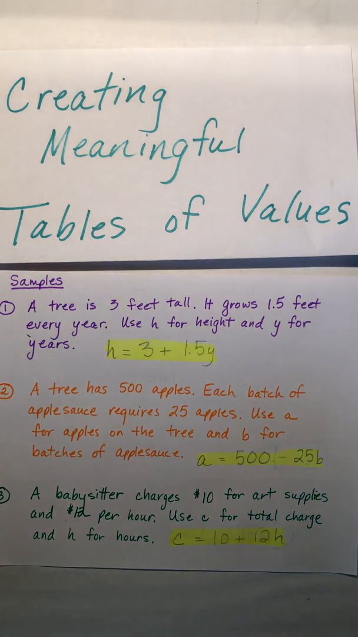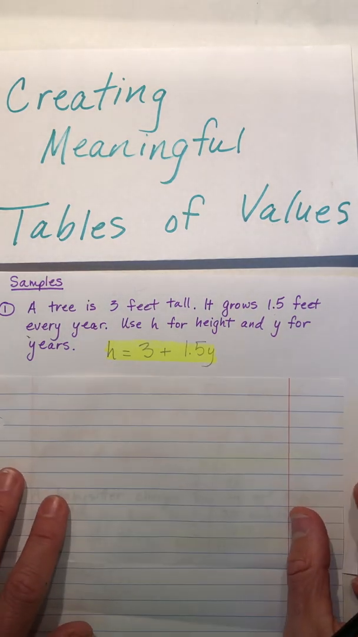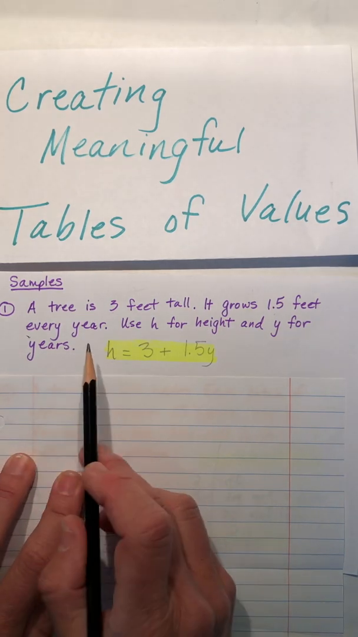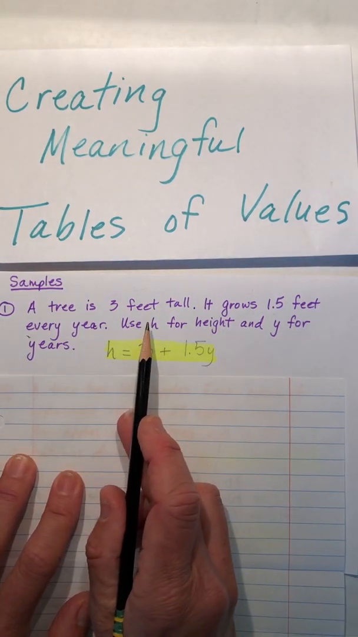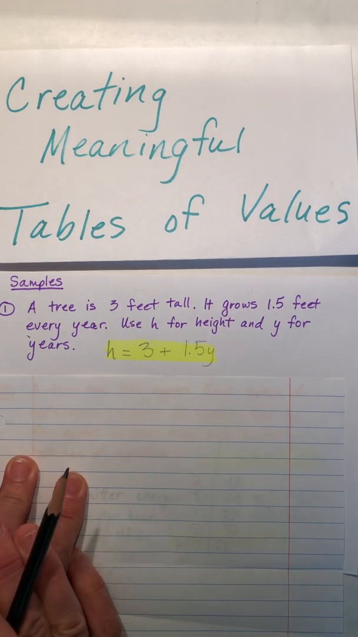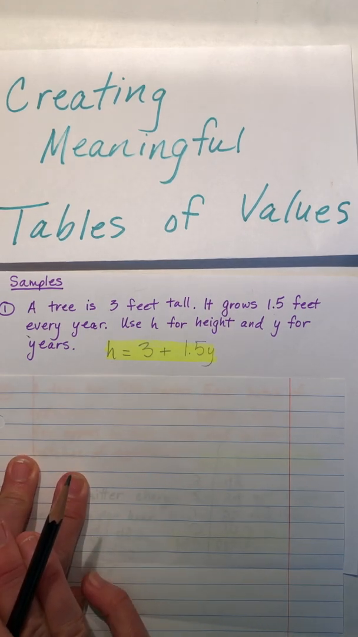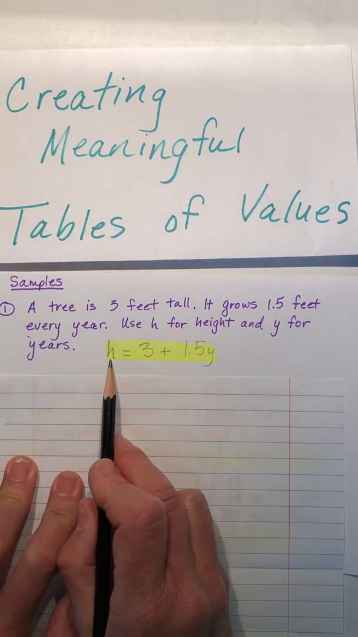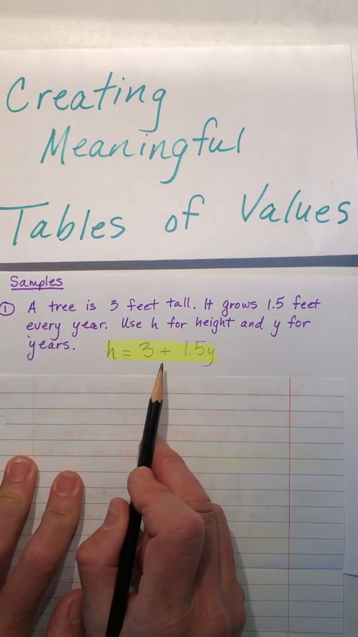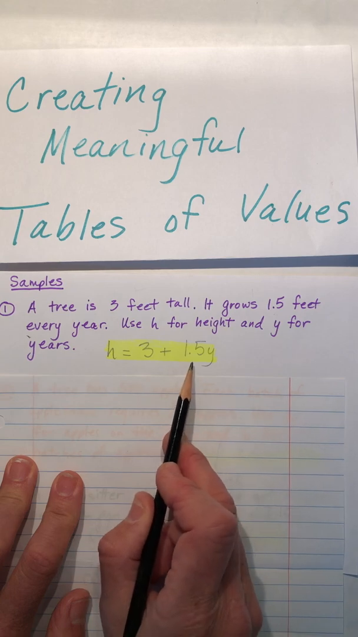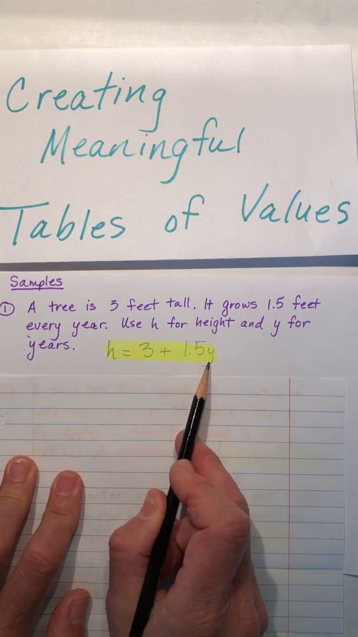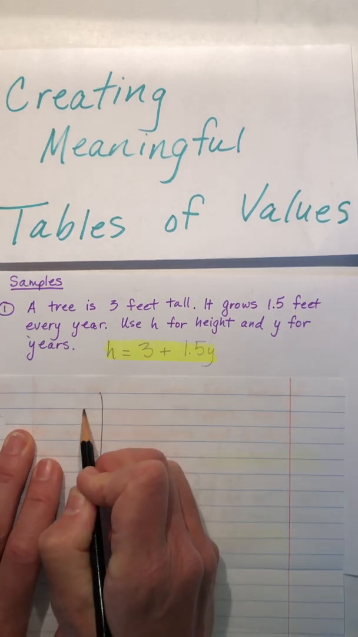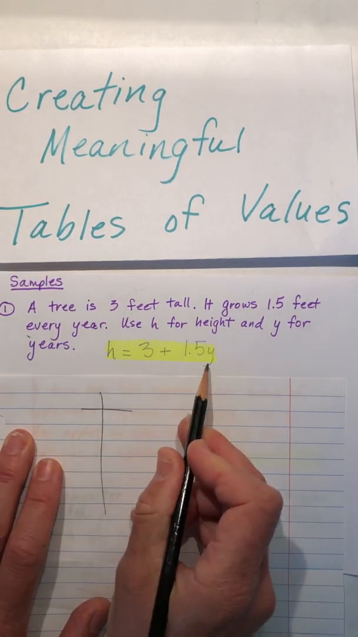Let's start by looking at this problem that we worked on earlier in the week. We wrote this equation together. We said that a tree is 3 feet tall. It grows 1.5 feet every year. We used H for height and Y for years. So we said that the height would be equal to the 3 that it started with plus 1.5 feet for every year it lives. Let's make a table of values for this, and this is what you're doing with me. So please copy down that equation.